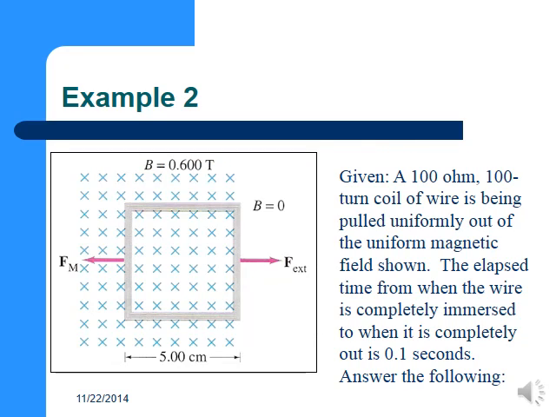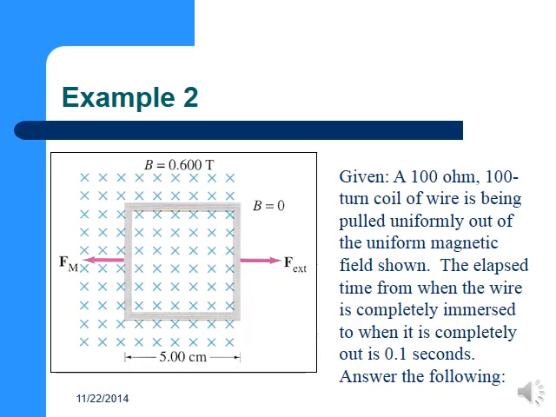Now we're going to get into a numeric example. So we're given a coil of wire, 100 ohms, 100 turns. Okay, so we're going to be dealing with N. This is pulled uniformly out of a uniform magnetic field as shown. So constant speed removed from this field. So we start out with a magnetic flux greater than 0 into the page as shown. And then we're left with a magnetic flux of 0. So we do have d phi dt. The elapsed time is given as 0.1 seconds for this loop to be completely immersed and then completely removed.